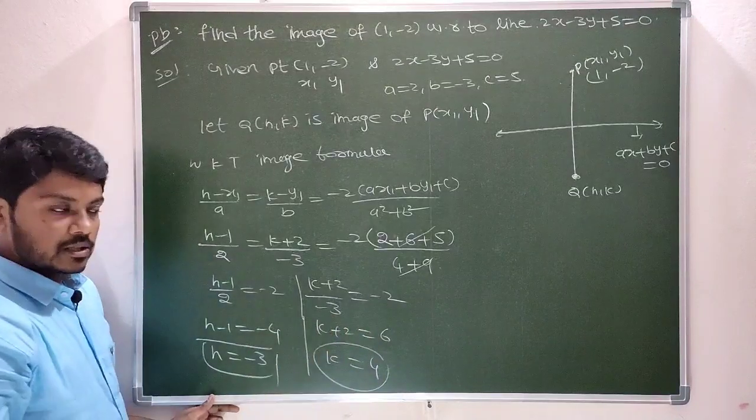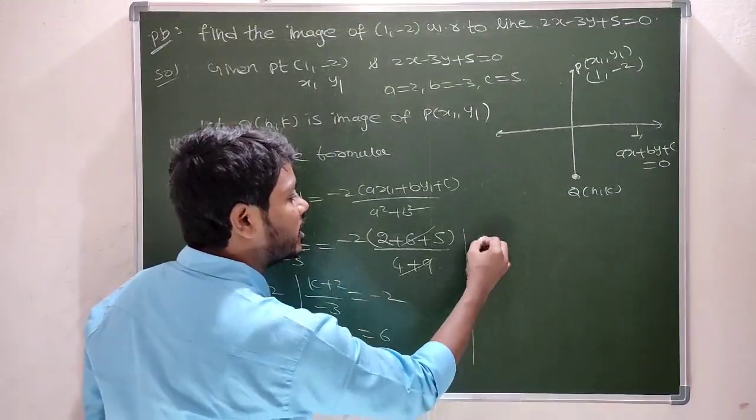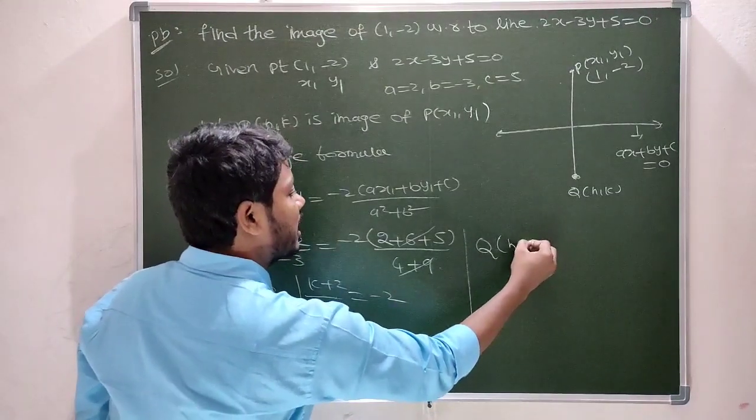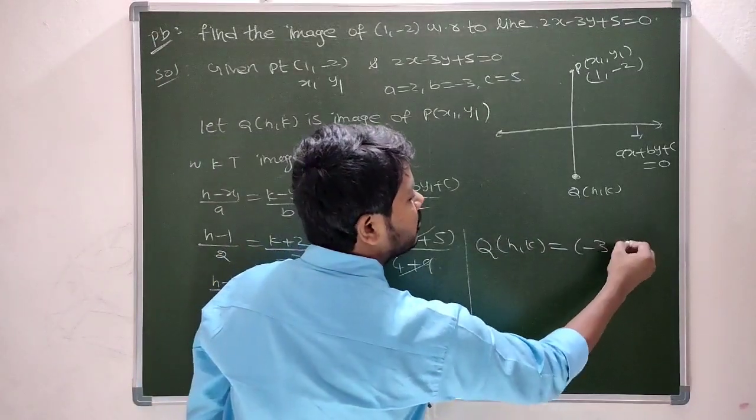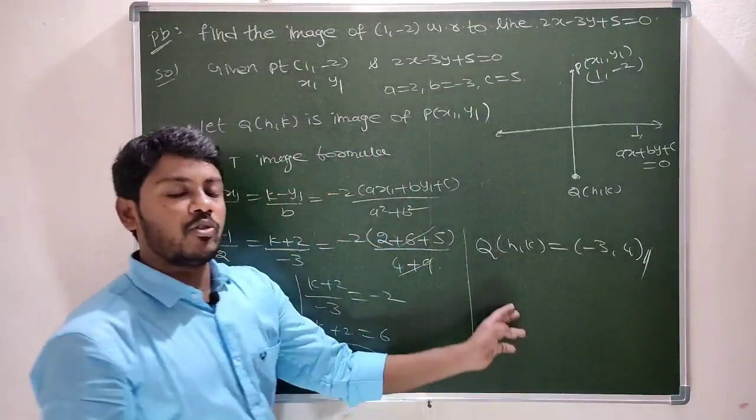4. So therefore the image of the point is what? Q (h, k) is equal to what? Minus 3 comma 4. So this is the required point.